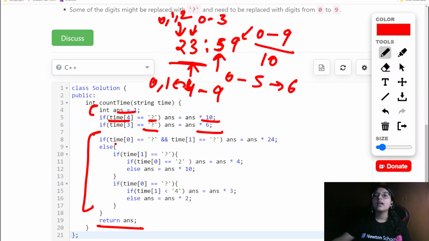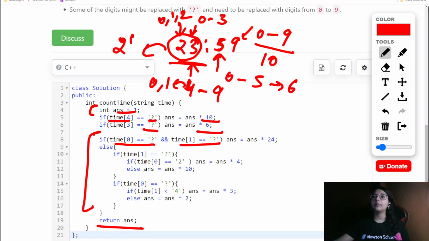So now here we will be first taking the case that if both of them are question mark, right? So this possibility will become 24, because here we are going right till 23, but we were starting from 00, so this 00 is also one of the possibilities. So that's why 24 is what we are required to multiply here.